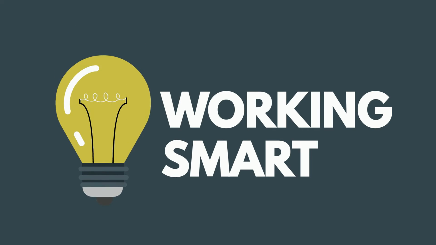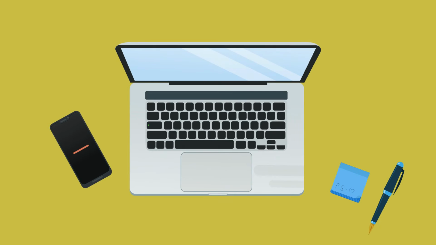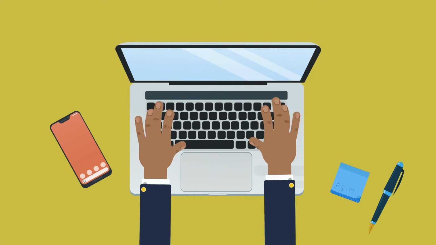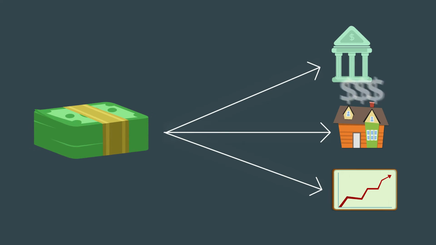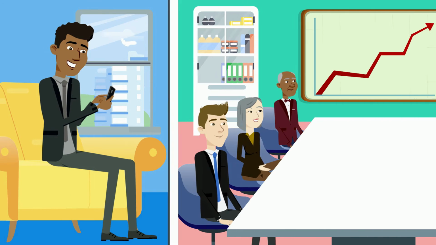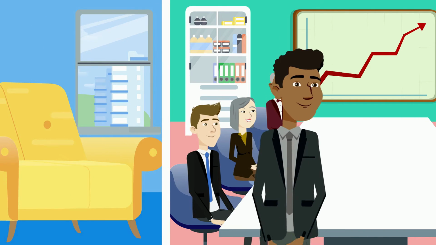Working smart is different. It's about using your time wisely, which means delegating tasks when possible and using tools to help you get more done in less time with fewer errors. It's also about investing your money in appreciating assets so that you can reap the financial benefits and have more time for yourself. It's about moving into other quadrants, like B or I.